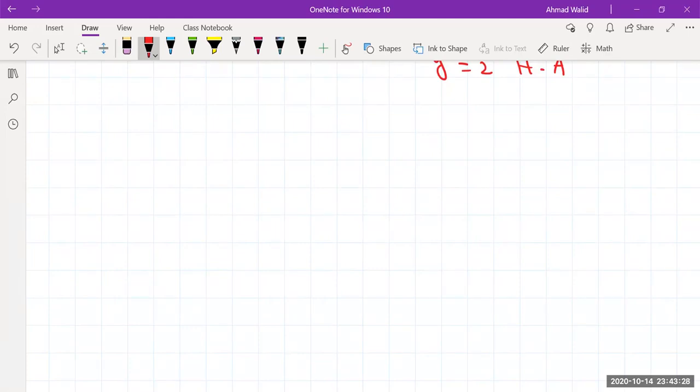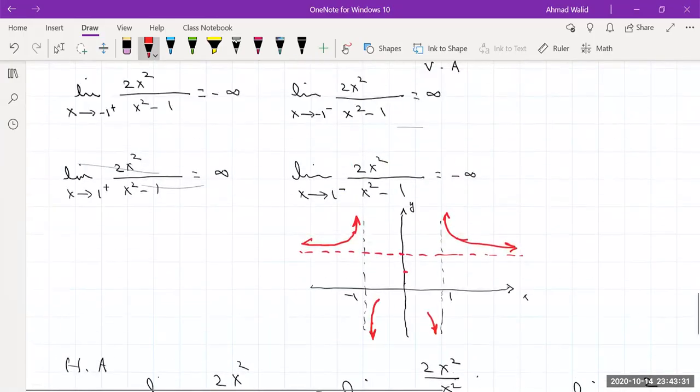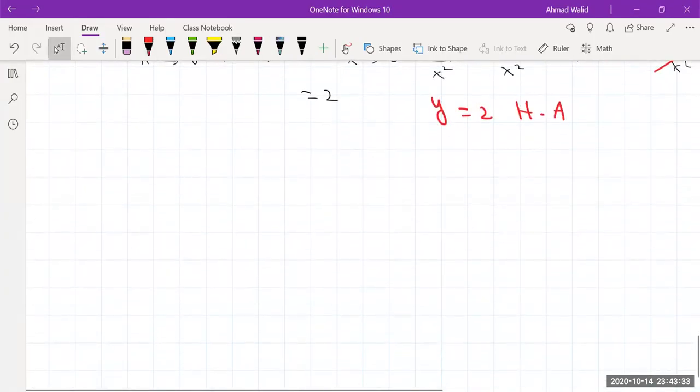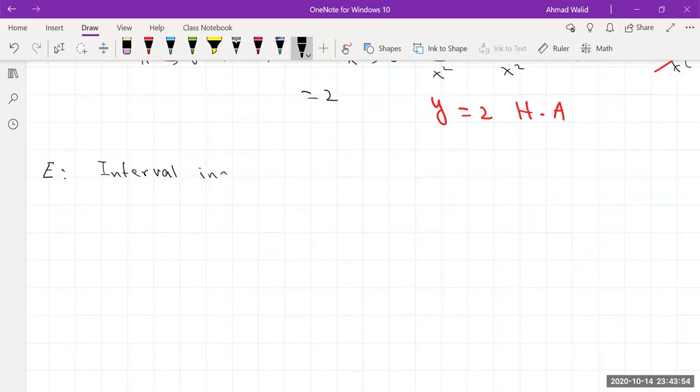Next step, which is step E. Yeah, A, B, C, D, E. We can practice our ABC here, right? Step E, we are looking for interval of increase and decrease. Also, you can talk here about max and min, correct? Same thing.